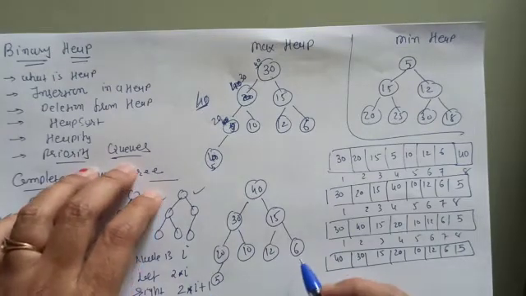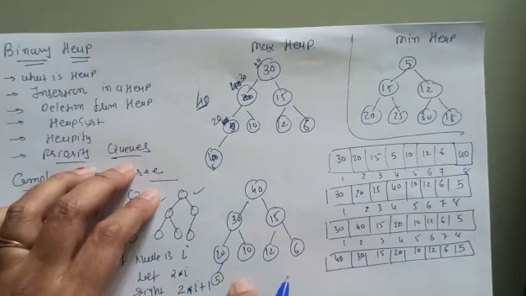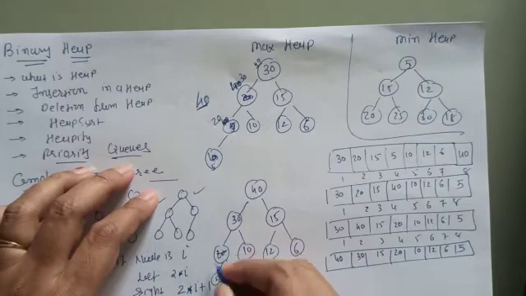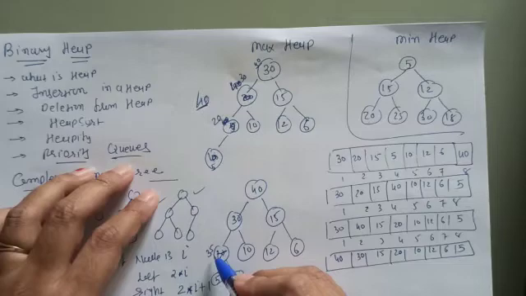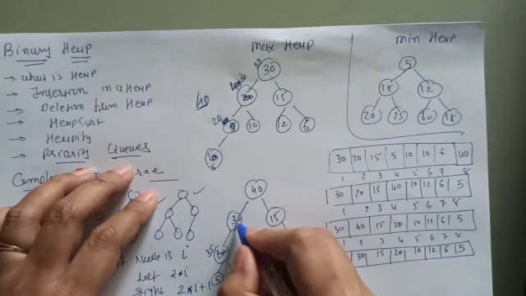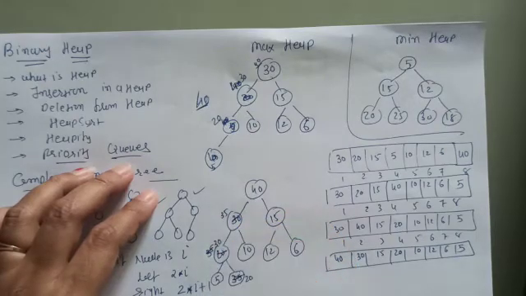Let's take one more example of insertion. Let's say I want to insert 35. So it would be inserted at this first free available space. Now this 35 would be compared with its ancestor. 20 is smaller, so 35 comes here and 20 goes down here. Similarly 35 would be compared with its ancestor; 30 is smaller, so 35 comes here and 30 goes down.